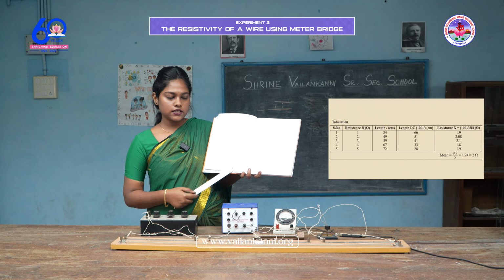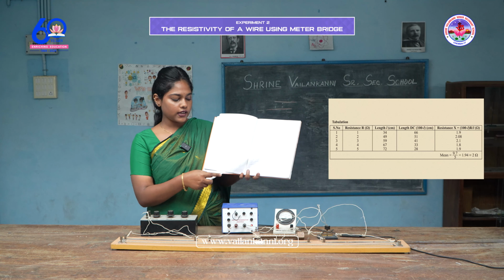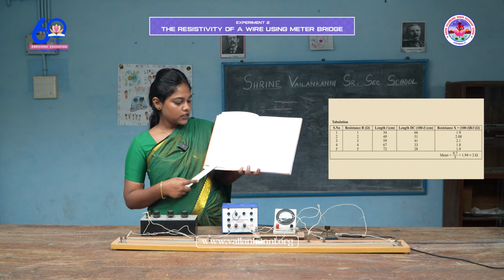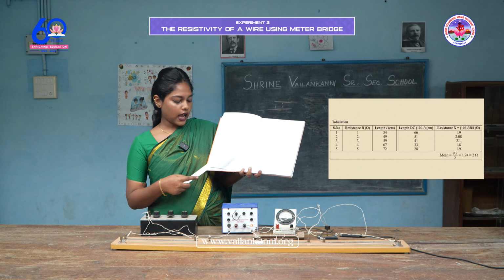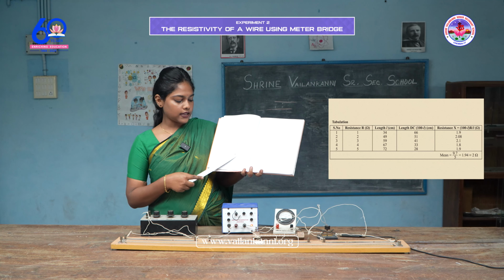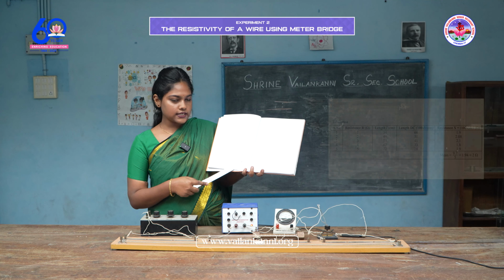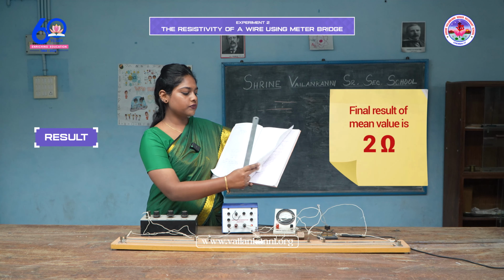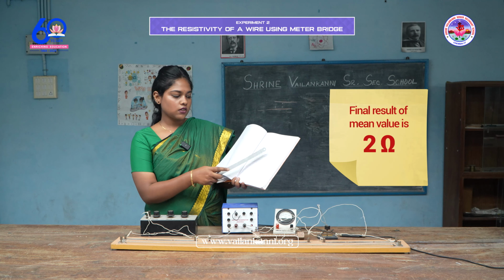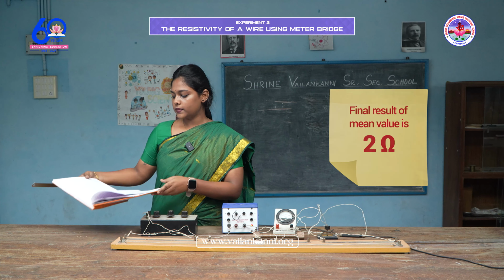Fourth we have the resistance. The same formula that I have explained, we apply here: (100 minus L) divided by L, into R. R is this. So this is how the resistance is obtained. Finally we have the mean value. The mean value is the total summation of these values divided by the number of readings. The final result of the experiment is the mean value that we have taken here, which is 2 ohms. So this is the result of this meter bridge experiment.